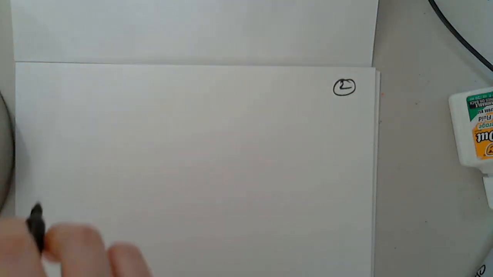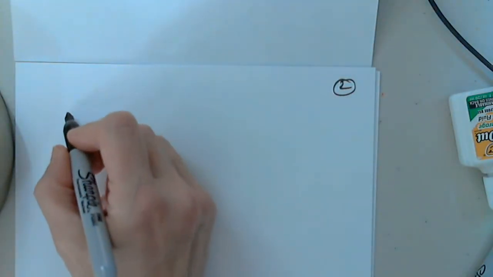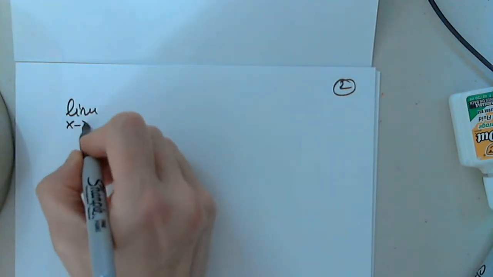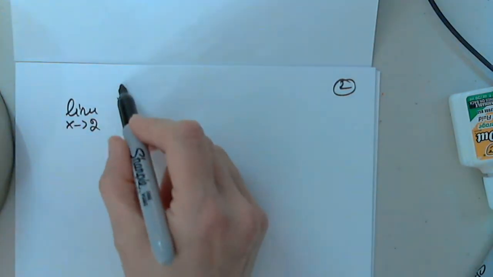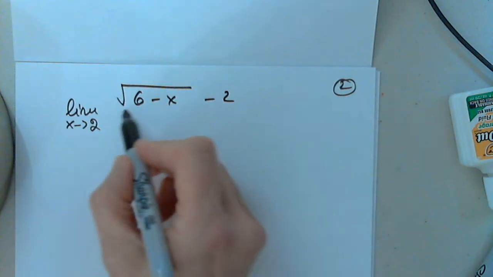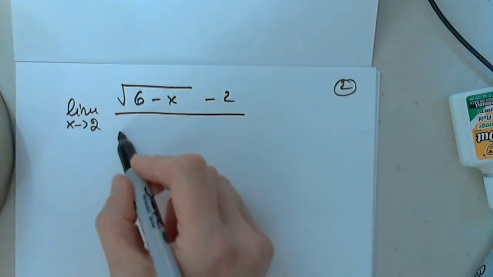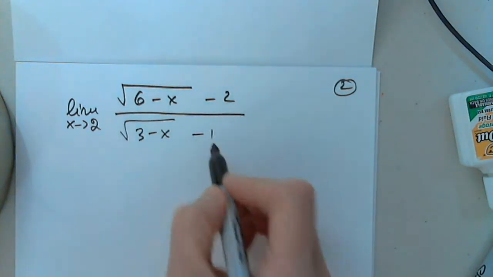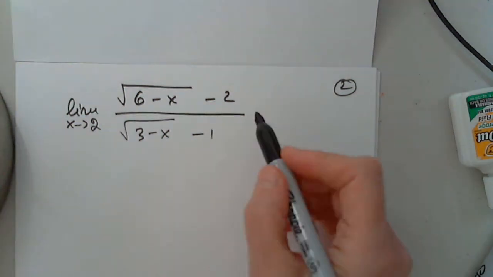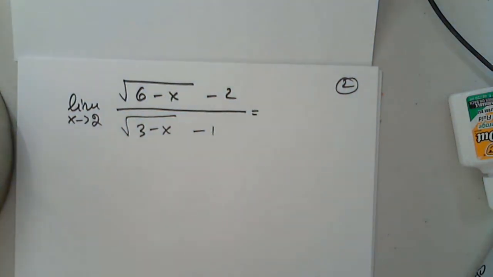Go by or not be answered fully. So limit as x approaches 2 from either side, the square root of 6 minus x minus 2 over the square root of 3 minus x minus 1. What do we do when we are asked to find a limit?